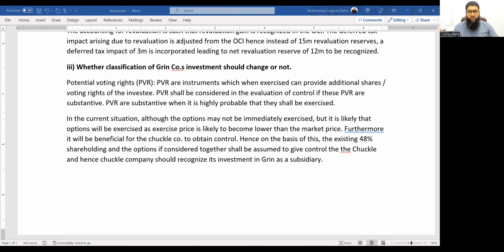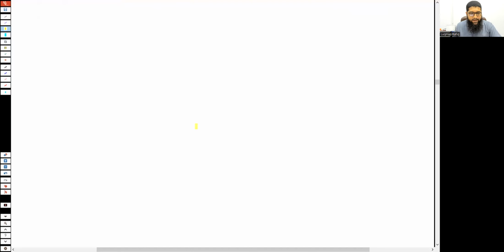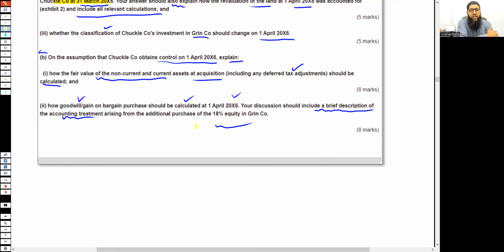Now let's move a bit forward and discuss further. The next requirement of the question was how the fair value of non-current assets and current assets should be calculated and how goodwill or the gain on bargain purchase will be calculated. Your discussion should include a brief accounting treatment arising from the additional acquisition of 18% in Green Company. So there are two aspects. One of them is how would you establish the fair value? And the second is how goodwill or the gain on bargain purchase should be recognized. So these are the two things that you would have to consider, right?